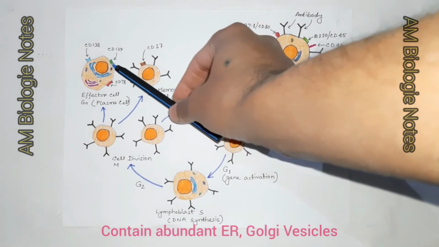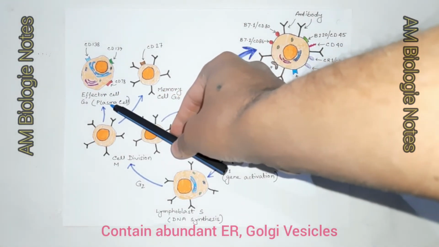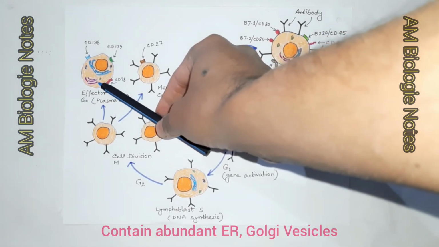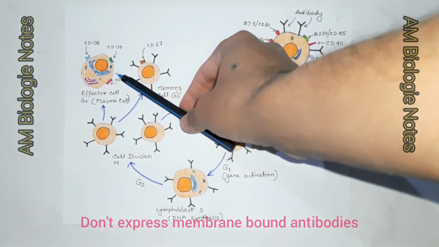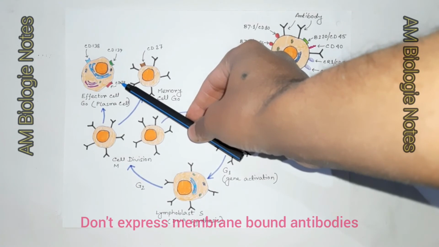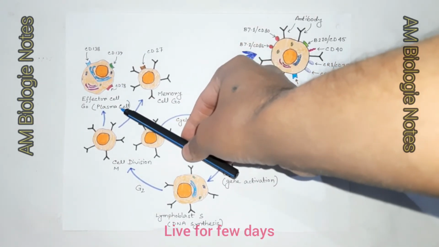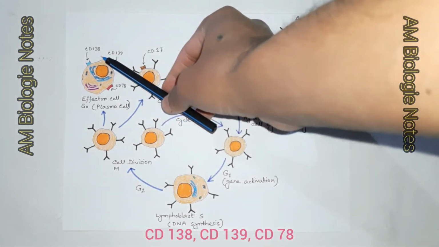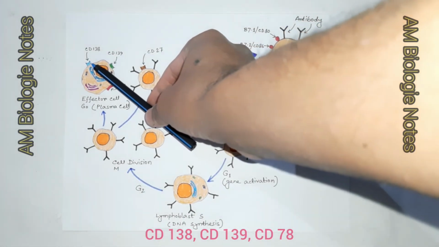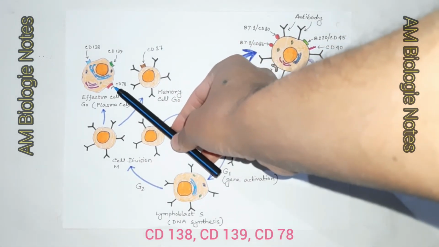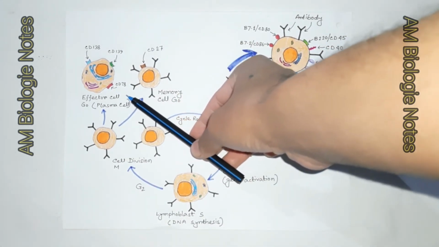The plasma B cells contain abundant endoplasmic reticulum, many Golgi vesicles, etc. They do not express membrane bound antibodies. They live for a few days. There are few surface antigens like CD138, CD139, CD78 present in the plasma B cells.